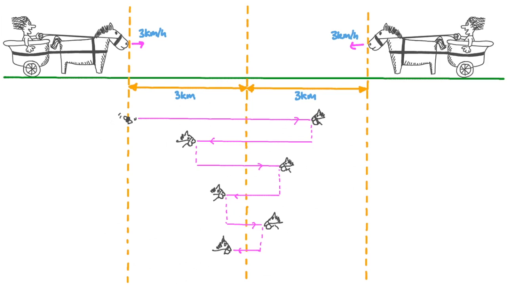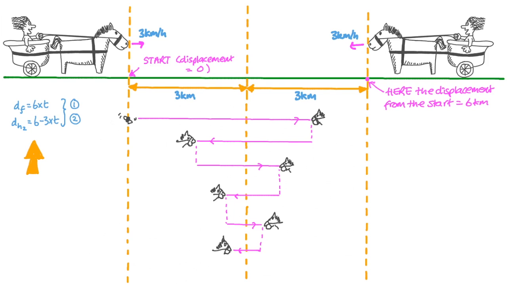Let's work out how far the fly travels on each leg of its journey. Let df be the displacement of the fly from its starting point in kilometres. Let t be the number of hours that pass, and let dh2 be the displacement of the second horse from the starting point of the first horse and fly in kilometres. So df is equal to 6 times t, and dh2 is equal to 6 minus 3 times t. Every 1 hour, the fly travels 6 kilometres, and the second horse starts with a 6 kilometre displacement and reduces this by 3 kilometres every hour.